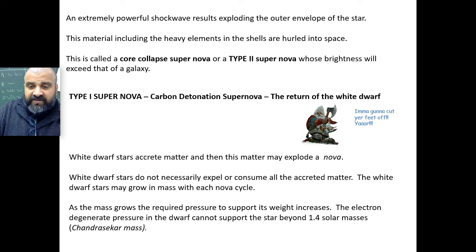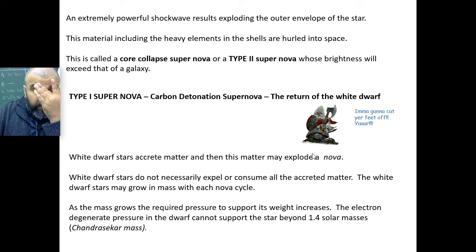This little image is when I googled white dwarf, they also showed me this little white dwarf here, so it made me laugh. If a white dwarf star, the remnant of a sun-sized star, is orbiting and near to another star, this white dwarf star may actually enter into a nova phase. It might explode. White dwarf stars accrete matter, and then this matter may explode, and that would be a nova.